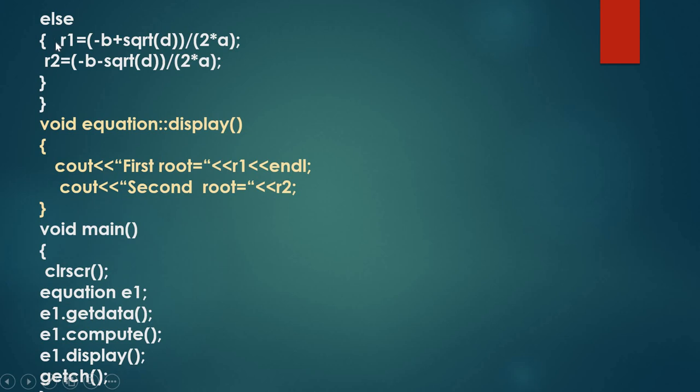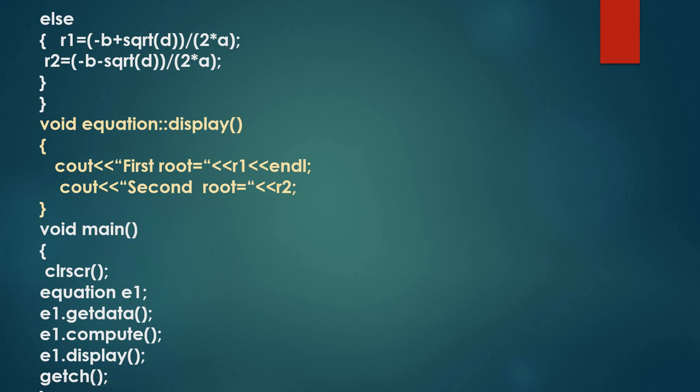In the else condition, what is the formula? R1 is equal to minus b plus root of determinant. My actual formula is minus b plus root of b square minus 4ac divided by 2a. B square minus 4ac is the D. So minus b plus root of D, we can write it as SQRT. The SQRT function is used to find the square root of D. So SQRT of D divided by 2a. That is the first root.